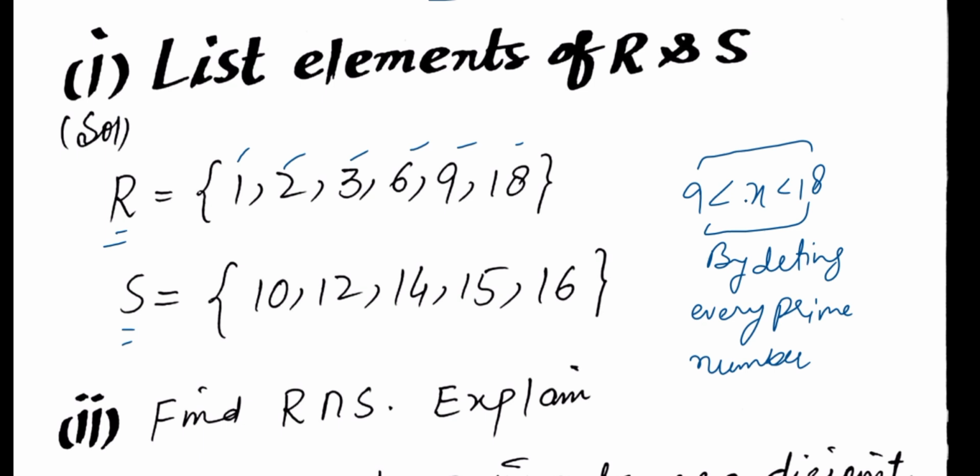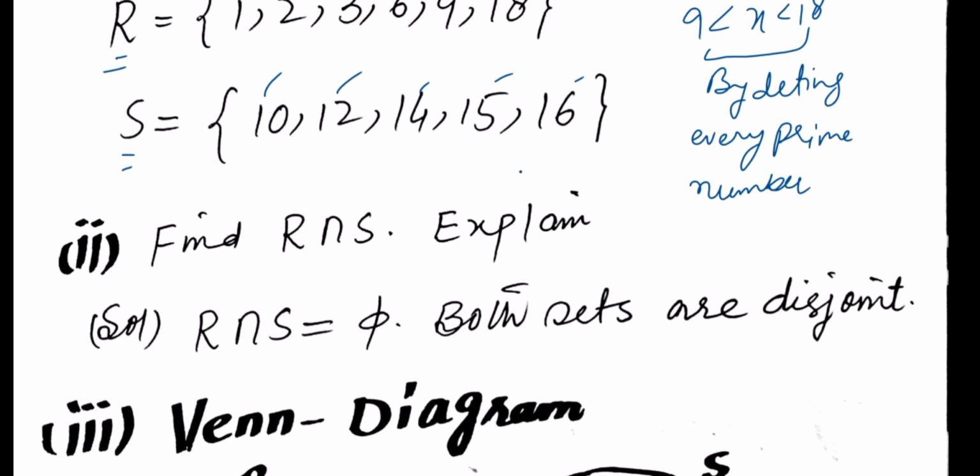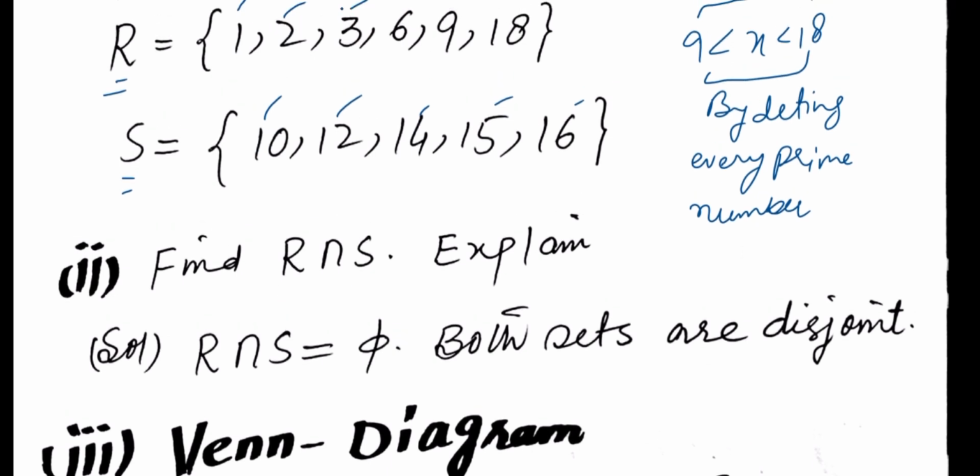So the first number, 10, is composite; 11 is prime, so leave it. Next are 12, 14, 15, 16, which are the composite numbers that lie in this interval. Find R intersection S. There are no common elements in R and S, so their intersection is empty, and both sets are disjoint.